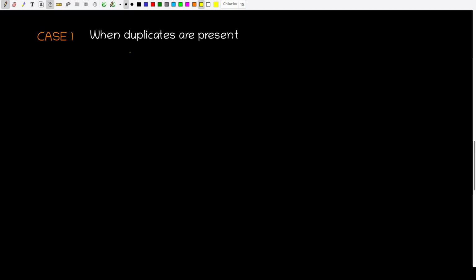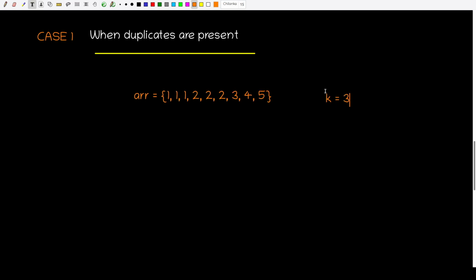So the first case which we are going to discuss is the case where duplicates are present. What do I mean by this? Let us say the sorted array which is given to us is something like this, and the value of k is equal to 3. It is the same example which we have just discussed. It is just that now there are multiple entries of 1 and multiple entries of 2.